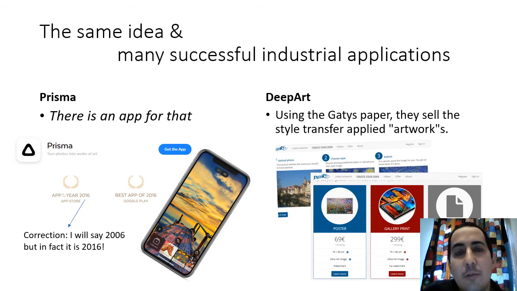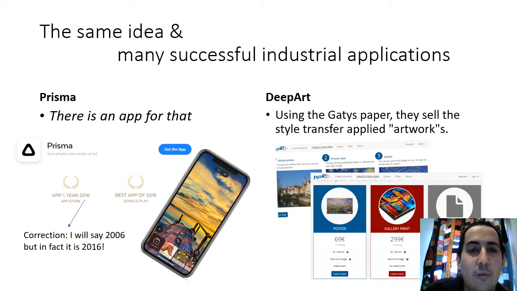There are other successful industrial applications of the same idea, like a phone app that became popular back in 2016, Prisma, or the Deep Art project, which includes the author Leon Gatys himself. Deep Art prints the artwork and sells it for considerable amounts of money. Here, the ethical question arises: who deserves the money? Van Gogh, Picasso, the algorithm developers like Gatys, or the developers of the VGG19 network? But this is a topic of another presentation.